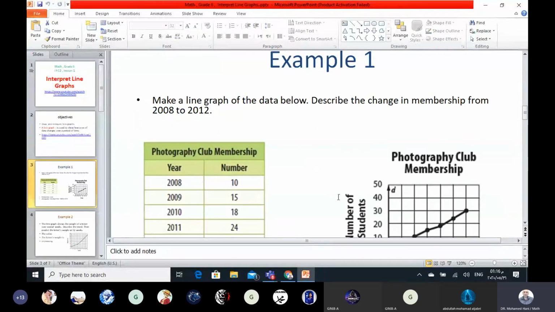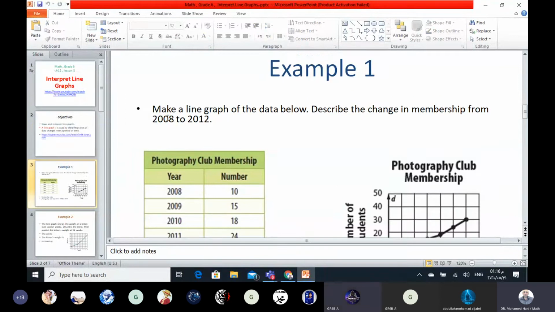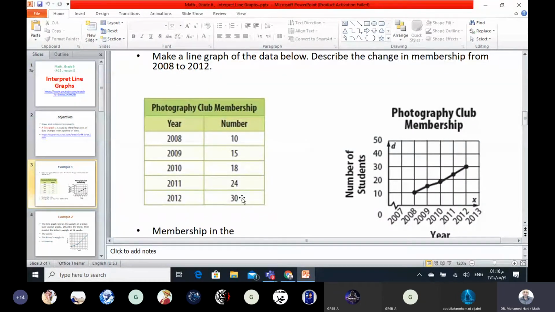For example, we have here example 1. The question here: make a line graph of the data below. Describe the change in membership from 2008 to 2012. As you see inside the table, this table is about photography club membership. The first column here we have the year, and the second column here we have the number of members or the number of students. So here we have 2008, we have 10 students.